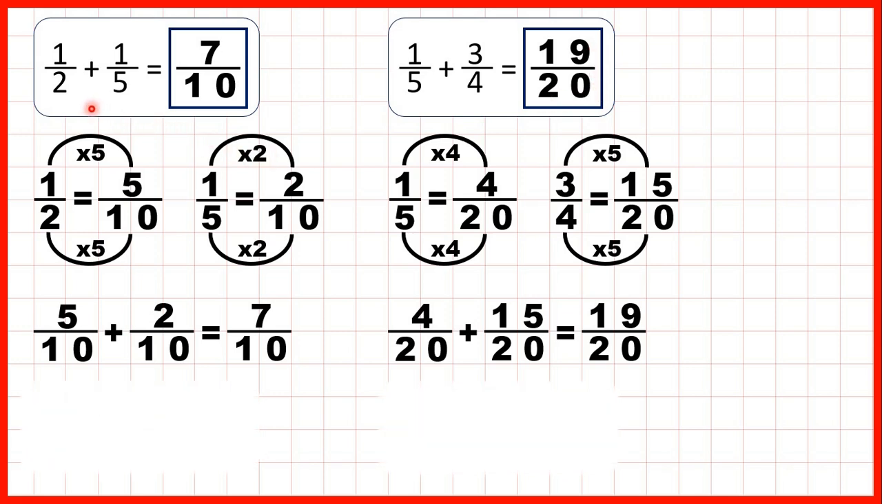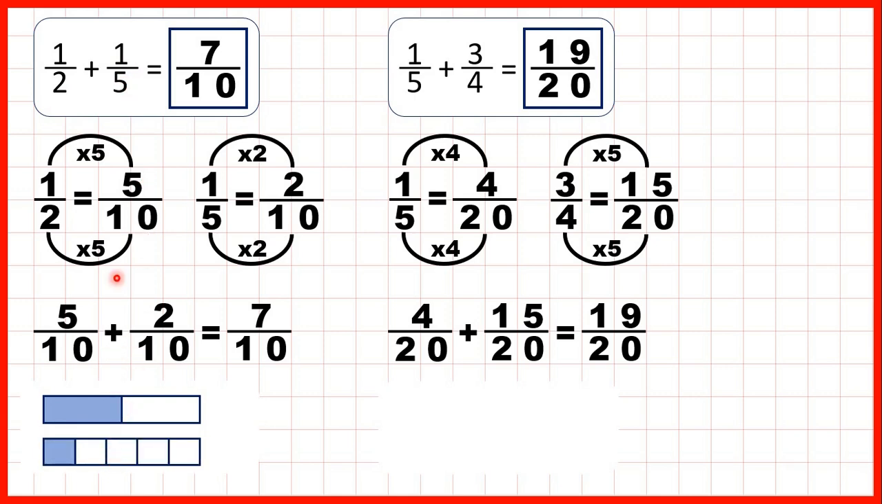Now let's have a look at the fraction bars to see what we did here. For this first question, we had 1/2, and we were adding 1/5. But we changed 1/2 into 5/10 and 1/5 into 2/10, and you can see that when we do that, the fractions stay the same size. We have the same amount of the fraction bar shaded, but now that they're both split into the same number of pieces, so into 10 pieces, we can add them together, and that gives us our answer of 7/10.